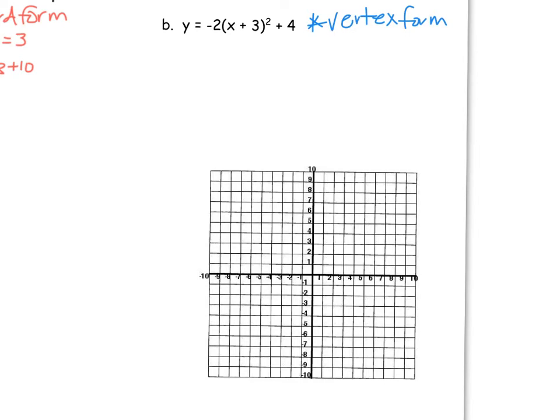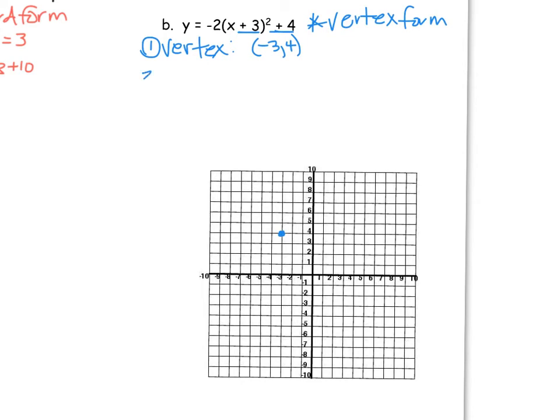In this form, the vertex is easy to calculate. It's the numbers literally that are in the equation. Whatever's on the inside with x, we always switch the sign. So we'll make that -3. Whatever's on the outside, we keep the sign, +4. No kidding, that's the vertex. -3, +4. Go ahead and plot that point over in quadrant 2.